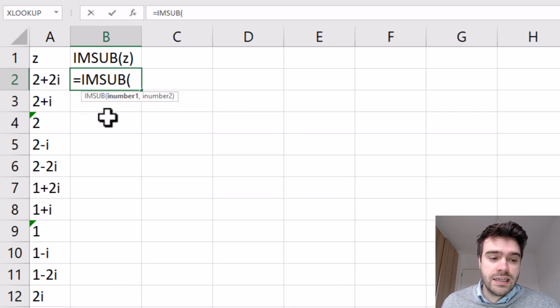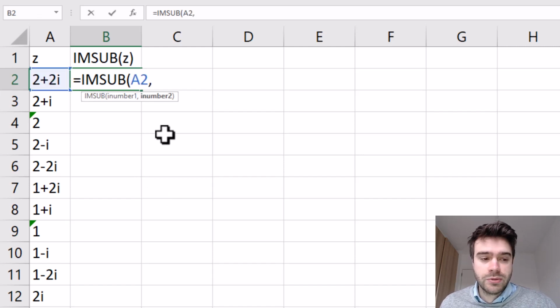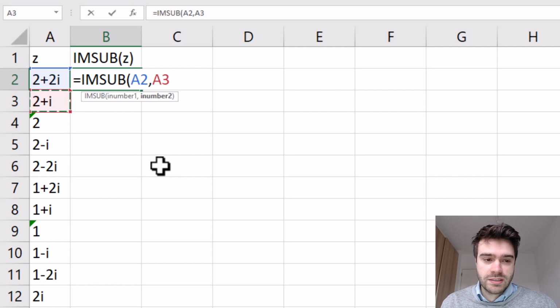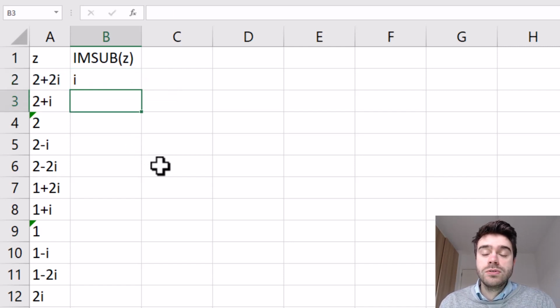Now in this case, let's take 2 plus 2i as a first complex number and 2 plus i as a second complex number and press enter. Out will come the result of subtracting these two complex numbers. And in this case, that would be i.